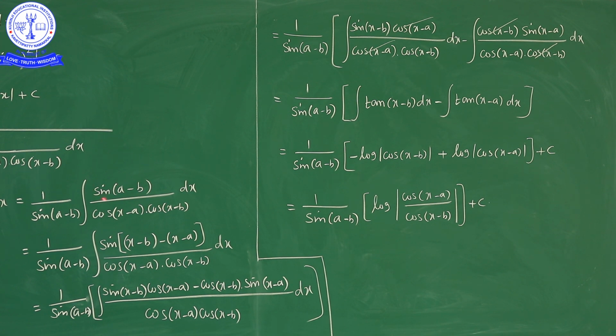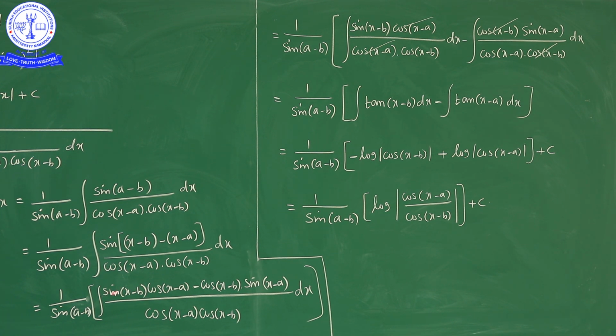So here in the numerator, sin(a minus b). Concentrate on this part, a minus b; I will write it as (x minus b) minus (x minus a). So x minus x gets cancelled, minus of minus is plus, a minus b. I am writing it like this: sin((x minus b) minus (x minus a)). The expansion of sin(a minus b) is sin a cos b minus cos a sin b. The denominator is as it is.